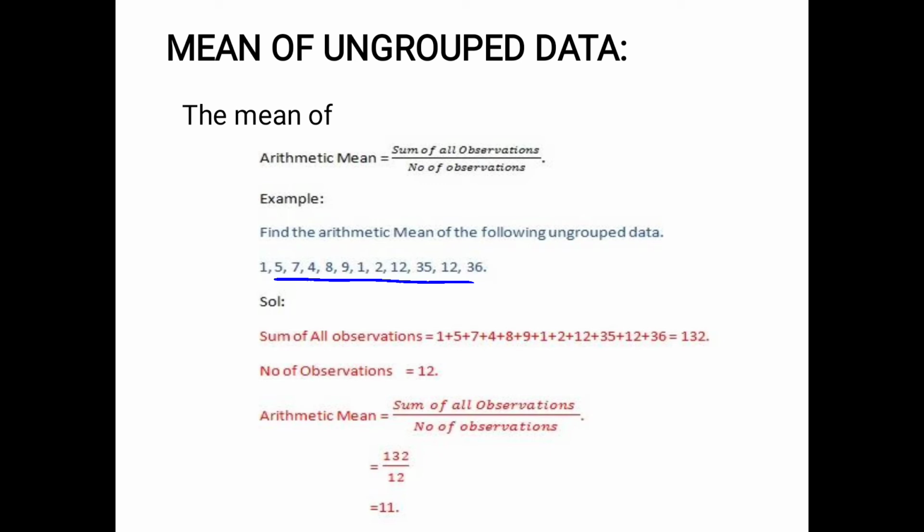So first we have to do the sum of all observations. Sum means, we know, it's the addition. So we have to add all the numbers, and we'll get the answer, that is 132. Number of observations: how many numbers are there? There are 12 numbers, so 12.